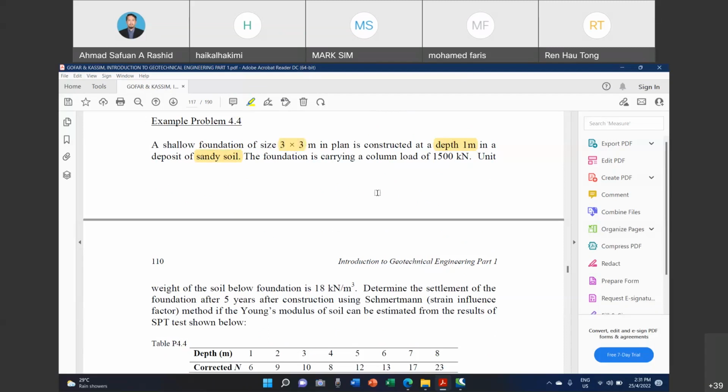So the foundation is carrying a column load of 1,500 kilonewtons. So this is the load, which is the capital Q. Saya boleh tulis ni. And the unit weight of the soil is 18 kilonewton per meter cube.